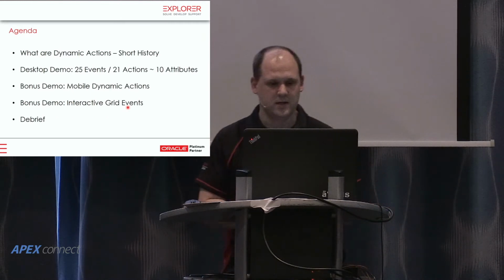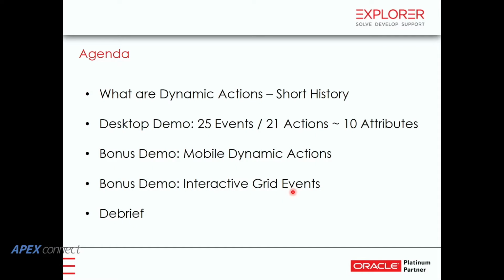So this is the agenda. I'm going to cover quickly what dynamic actions are, and there's a short history. Then much of the presentation will be going through a desktop demonstration where I will attempt to go through all the 25 actions. Each action has events. The events have up to 21 actions, and each action has approximately 10 attributes depending on which action it is. There's 2 bonus demos. There's also the mobile dynamic actions. So as you'll see in a moment, there are different events you can capture in a mobile interface. And the one that I really want to do is the interactive grid events. And then we'll debrief at the end.